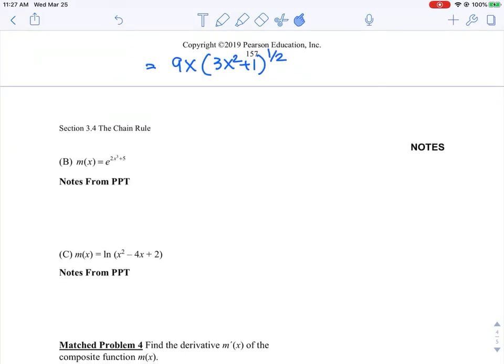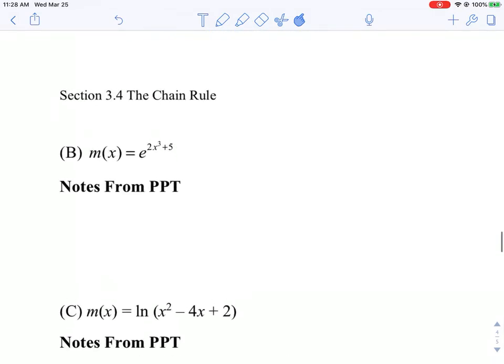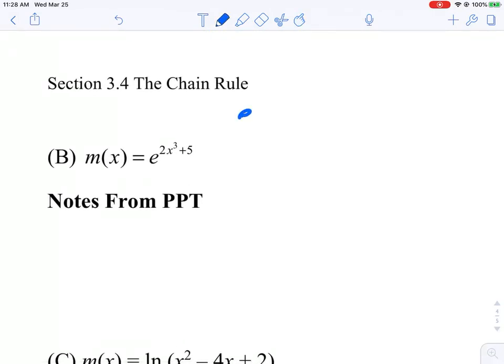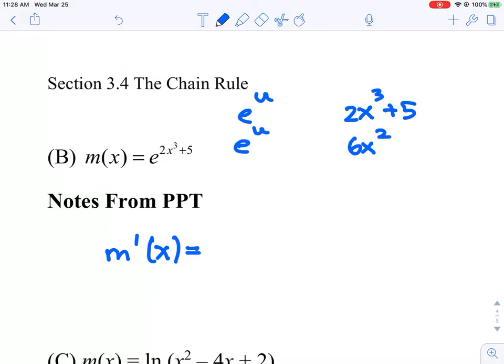Okay, let's look at the next one. We have e to the x. So if we think of this as e to the u and 2x to the third plus 5, the derivative of e to the u is e to the u, and the derivative of 2x to the third plus 5 is 6x squared. So the derivative would be e to the u, which is 2x to the third plus 5, times our derivative of that exponent, which is 6x squared.